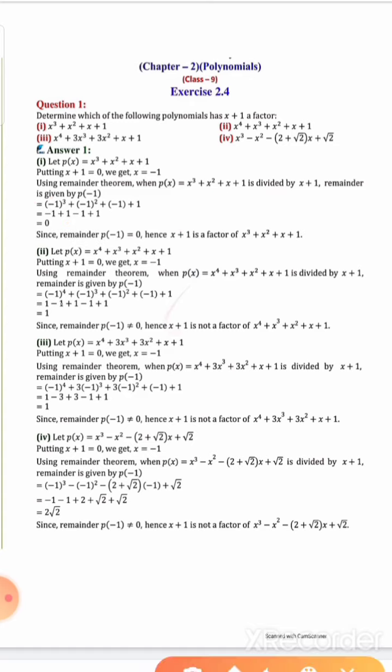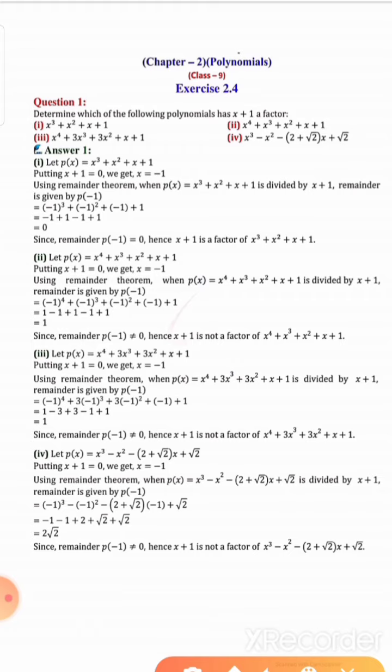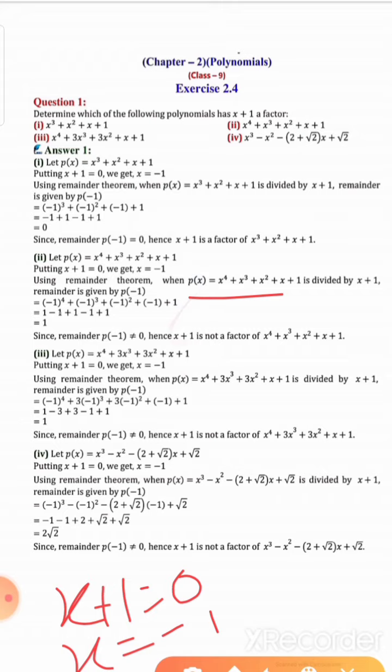Similarly, we solve the second question. Again we have to determine whether x plus 1 is a factor of our polynomial p of x equal to x raised to 4 plus x cube plus x square plus x plus 1. For that, first we find the root of the linear equation x plus 1 equal to 0. It means x equal to minus 1. Using the remainder theorem, the remainder is given by p of minus 1.